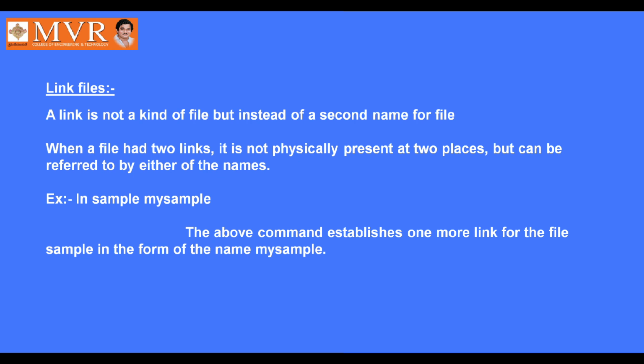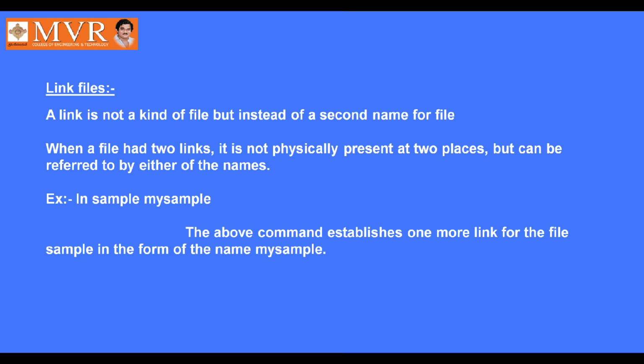So a link is not a kind of file, but instead a second name for a file, some name given to the file. What is the use of these links? Is it necessary to create links to a file? Let us see the advantages and disadvantages of linking files. When a file has two links, it is not physically present twice, as I told earlier, but it can be referred to by either of the names. That means you can access that file by using any of the names.